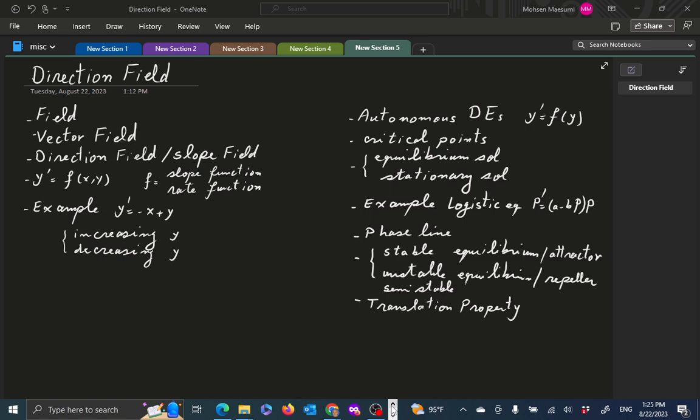Hi, welcome to Ordinary Differential Equations. Today's topic is going to be about direction field. Direction field is a graphical way of analyzing differential equations.